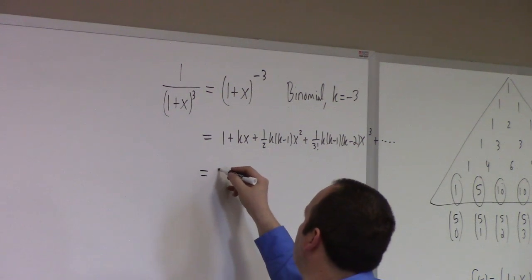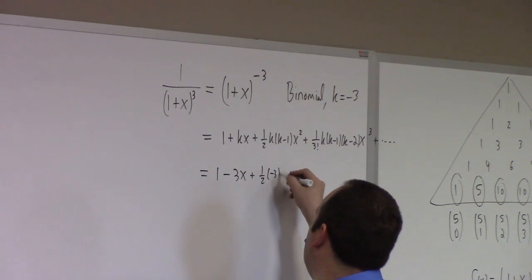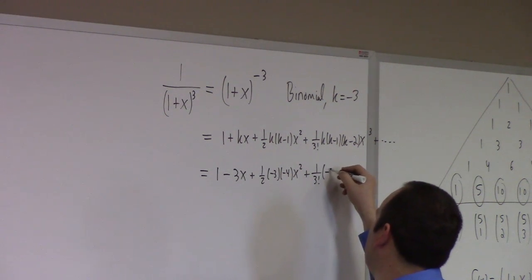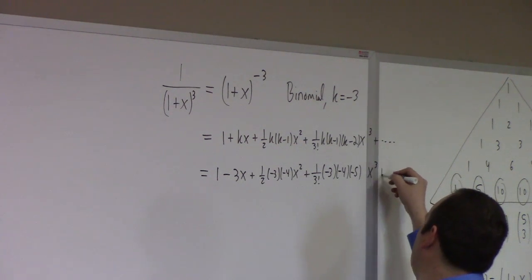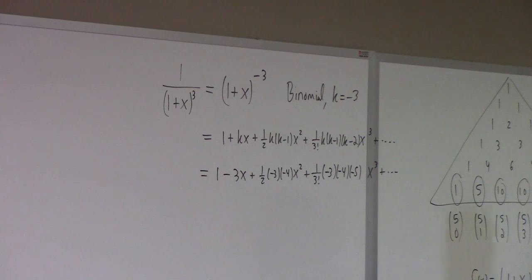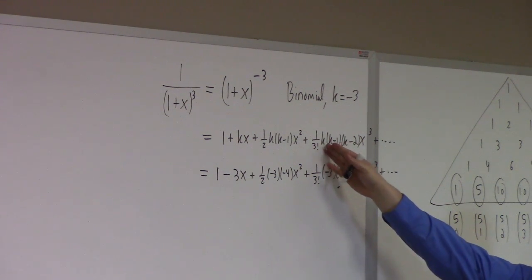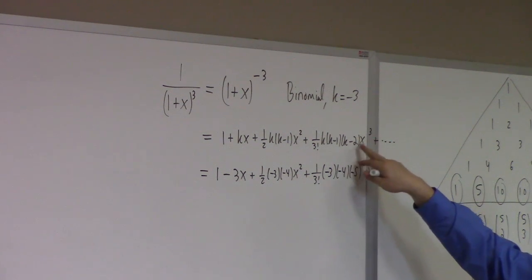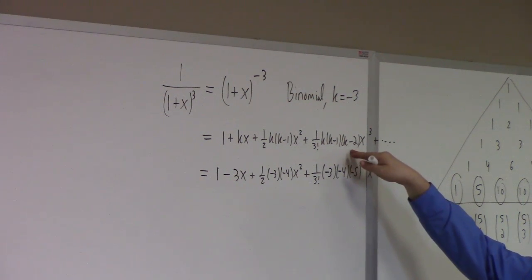And so what is that? Well, that's 1 minus 3x plus 1/2 of minus 3 times minus 4 x squared plus 1 over 3 factorial minus 3 times minus 4 times minus 5 x cubed. And see, I could keep going. You see how the pattern goes? You do 1 over n factorial, and then k, k minus 1, k minus 2, all the way up until 1 less than the power you're at. This is the binomial series. It's a pretty simple pattern to learn, right?